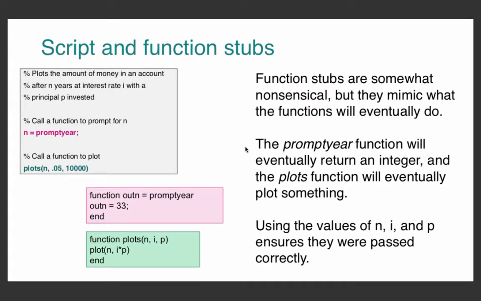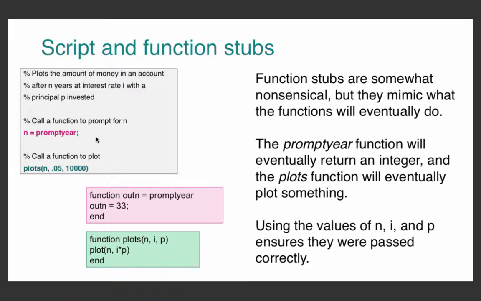Okay, so the actual stubs you write are sort of nonsensical, but they mimic what the functions will eventually do. So let's have a look at this. We want to write a program that plots the amount of money in an account after n years at an interest rate I with a principal of P invested. So you invest P in some bank account, the principal earns an interest rate of I, and you're interested in the amount of money in that account after a certain number of years.